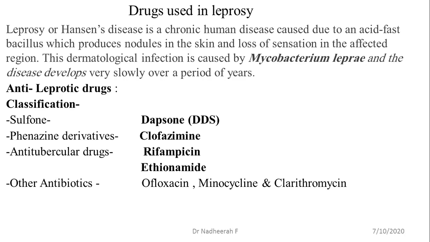Anti-leprotic drugs classification according to their chemical structure: the sulfones, the dapsones, the phenazine derivative clofazimine, anti-tubercle drugs, اللي هي ريفامبيسين, ethionamide, and other antibiotics: ofloxacin, minocycline, and clarithromycin.